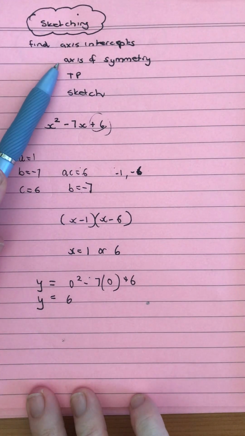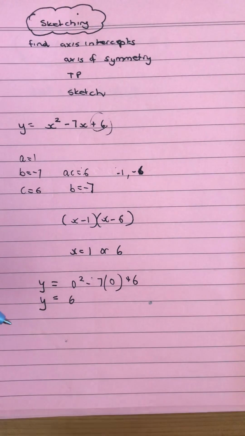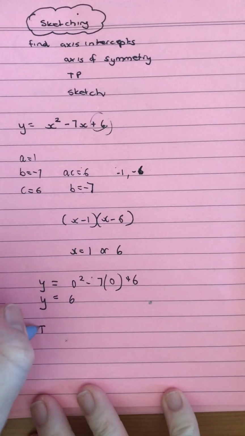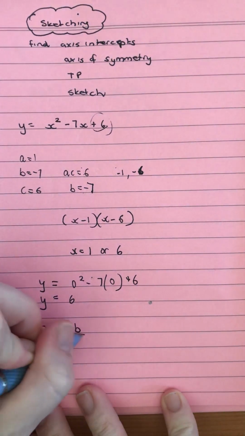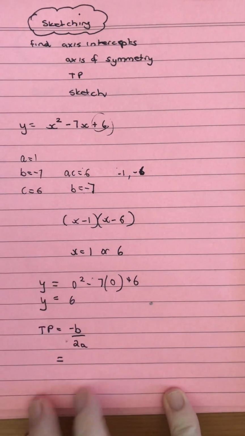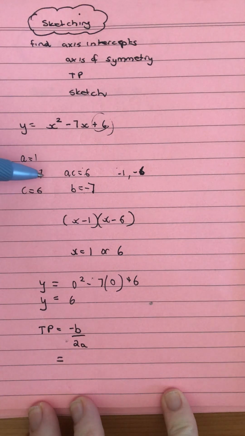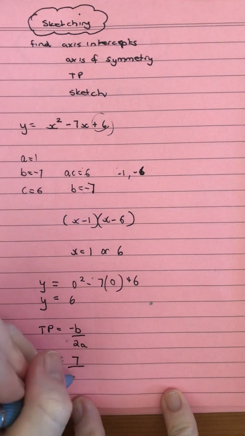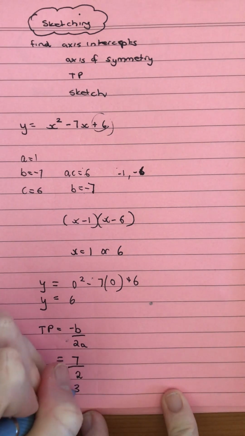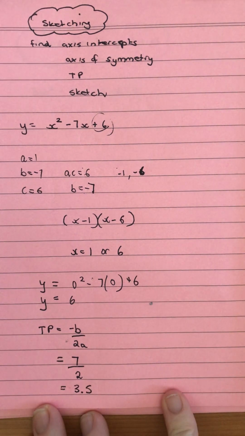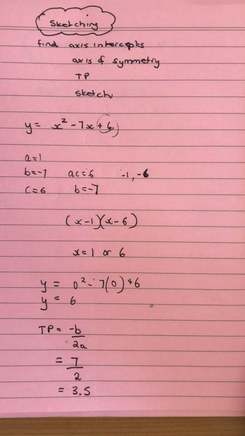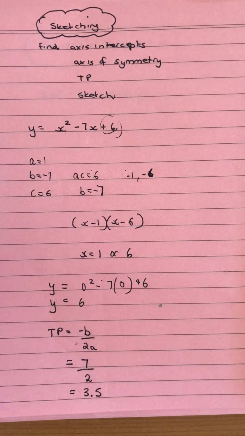We want an axis of symmetry, which is obviously going to be based on our turning point. Now, when it's not in turning point form, what we can do is use -b over 2a. So our b is -7, so the negative of that will be +7. A is 1, so 2 lots of that will be 2. So our turning point is at 3.5. We can then sub that back into the original equation to work out what the y value is when x is equal to 3.5.